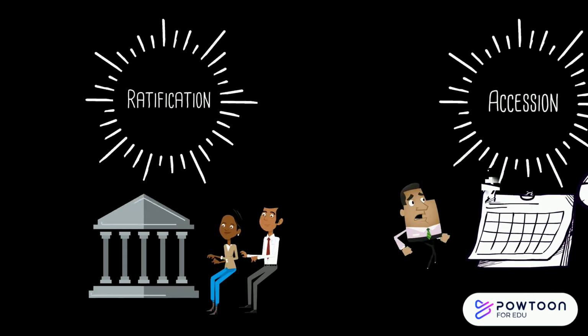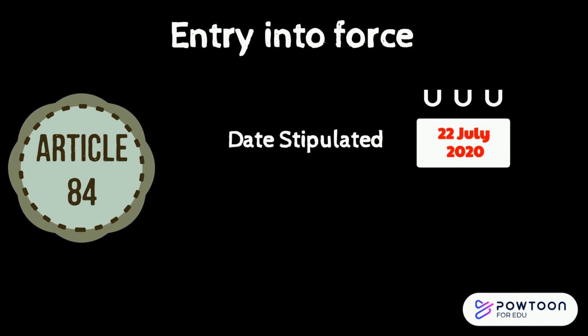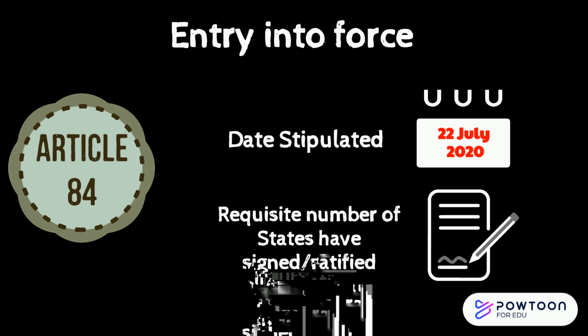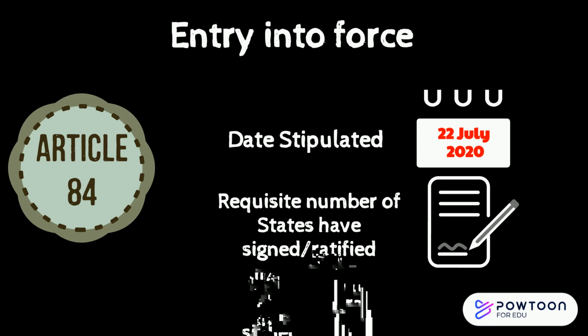According to Article 84 of the Vienna Convention on the Law of Treaties, a treaty can come into force in two ways. Firstly, it can come into force on the date stipulated in the treaty. And secondly, it can come into force once the requisite amount of states required by the treaty have ratified it.